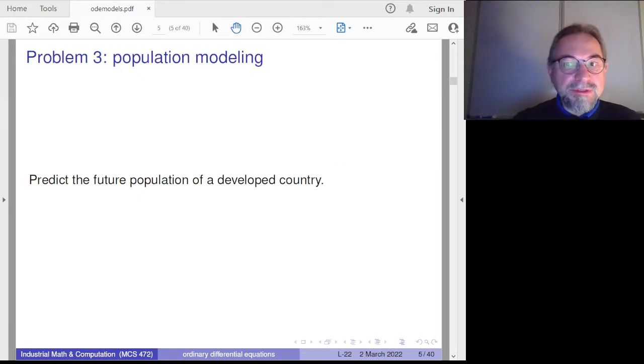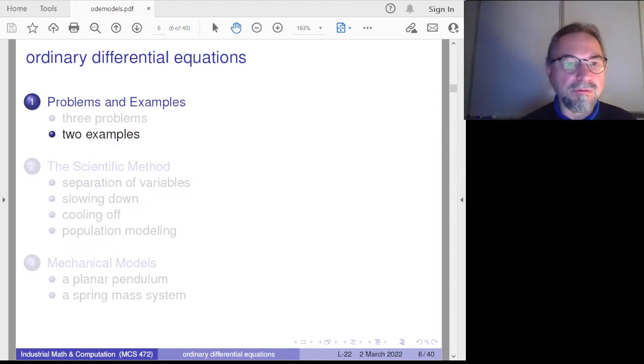The third problem is more in the abstract. Predict the future population of a developed country. By that I mean that we actually do not foresee catastrophes happening. Okay, so this is an overview of the problems that we will solve.